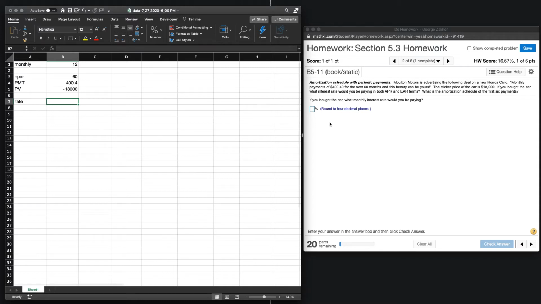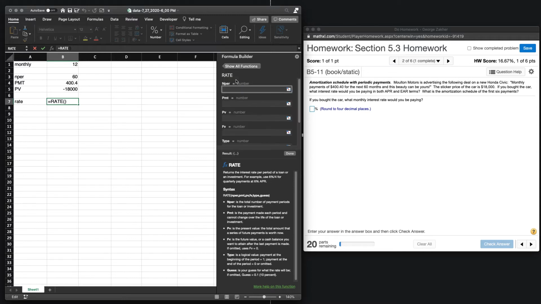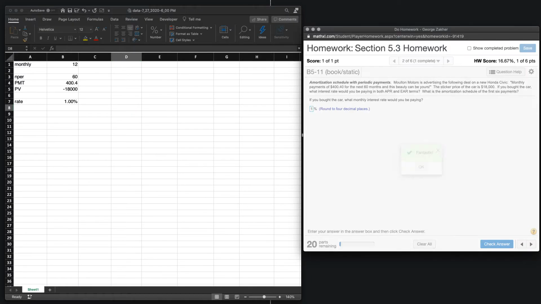So in this case, we want to figure out first, what is our rate? So we're going to solve for the periodic rate. This is our monthly interest rate. So we'll use our rate function. Okay, so it looks like we have a 1% rate. Let's just confirm. Yeah, it looks like it's 1% even. All right, let's plug that in.